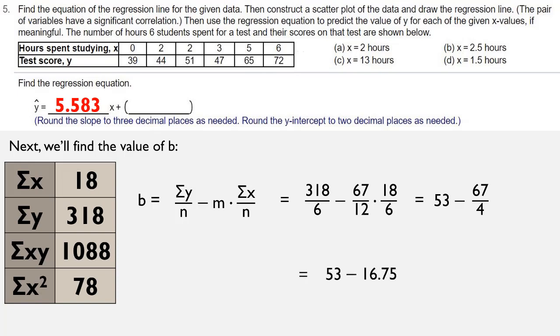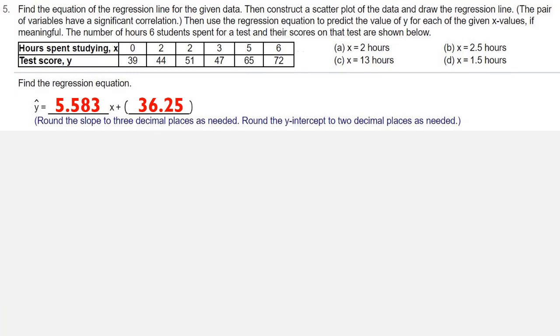As a decimal, that's 53 minus 16.75, which ends up being 36.25. That's the value for b. So now we have our regression line equation: y hat equals 5.583x plus 36.25.